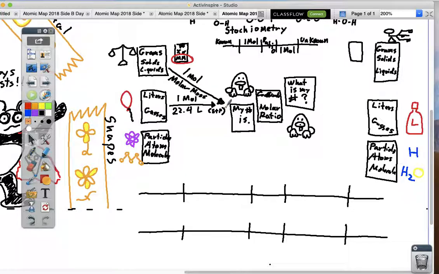Okay? Now we could go from particles. So particles, I'm going to go from here to here. Okay? And for those guys, they're super convenient because we get to use one of these guys.